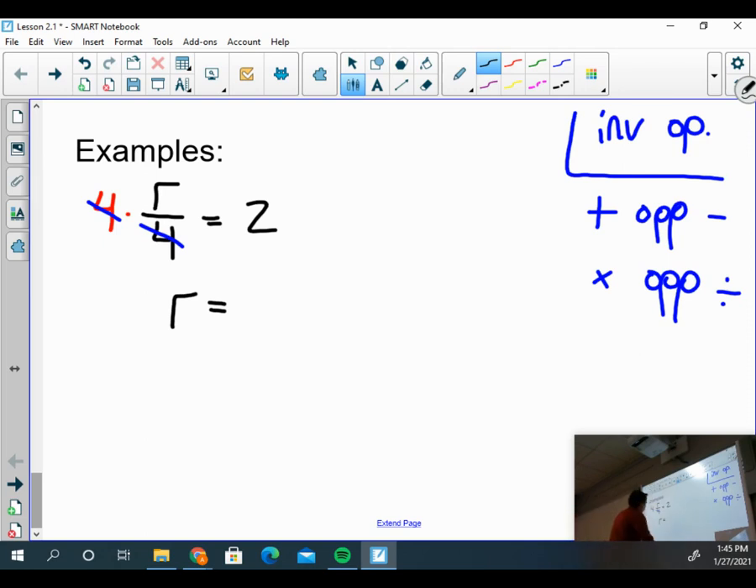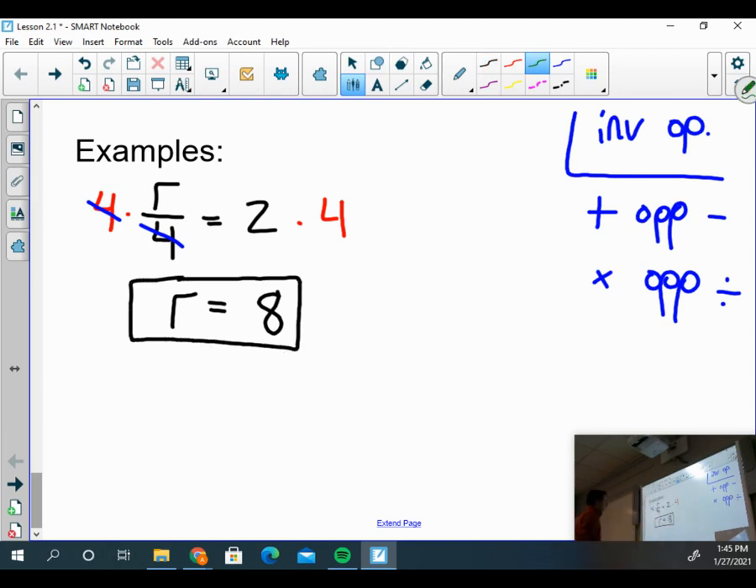Well, I can't just multiply one side by 4. Again, we saw earlier what you do to one side, you must do to the other. So I must also multiply the right side by 4, which gives me 8. So by using inverse operations and getting R by itself, I found that R equals 8.